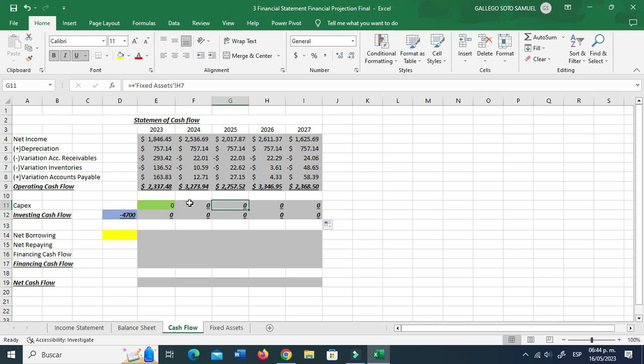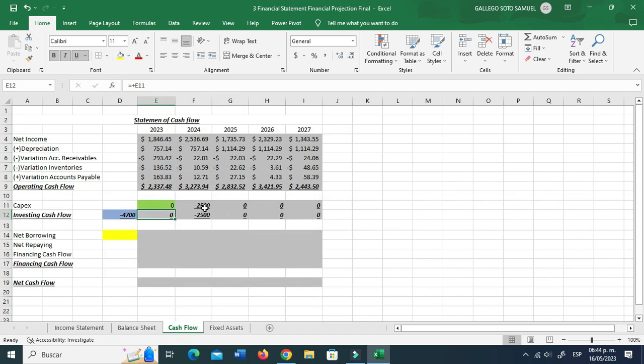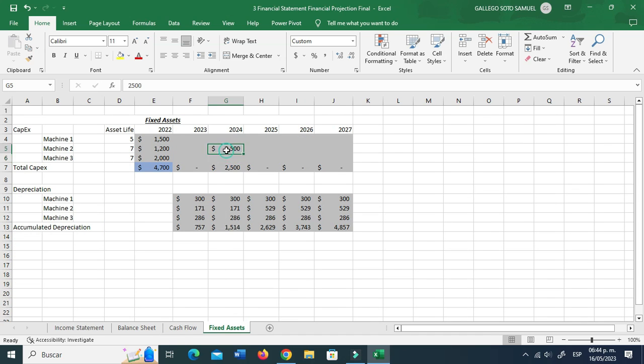And this is going to be negative all the way to the end. Let me drag it to the right, and there we have it. So if we change this, let's say for example that we have 2500, we should be getting -2500. Okay, great. Let's erase this real quick.